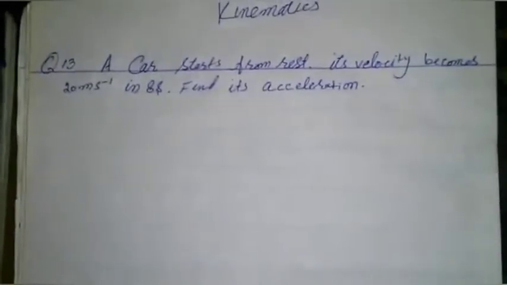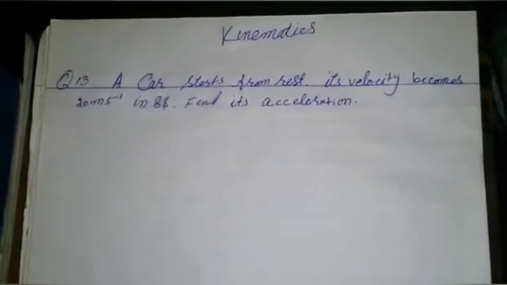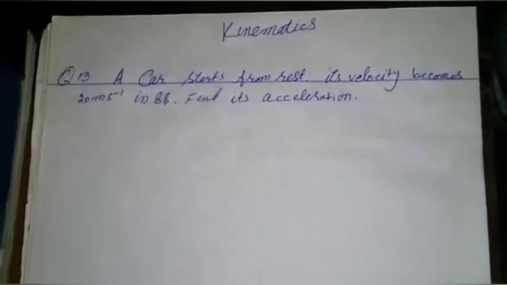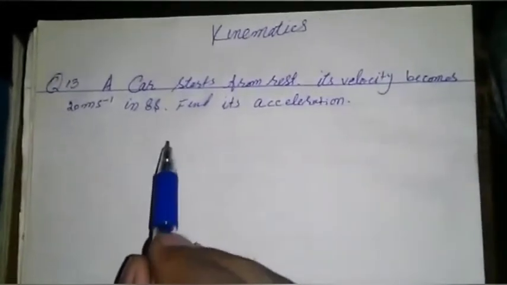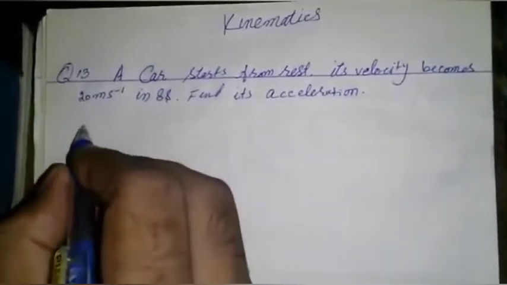Today we are solving a word problem from physics kinematics. A car starts from rest. Its velocity becomes 20 meter per second in 8 seconds. Find its acceleration. Let's solve it.